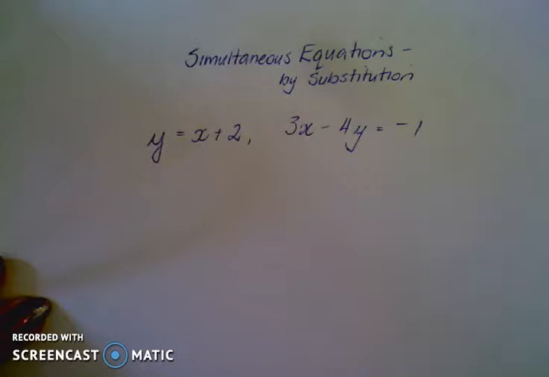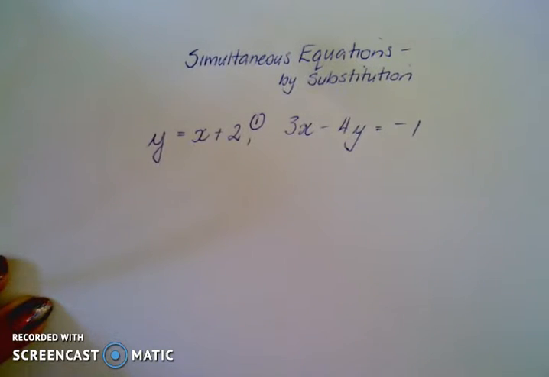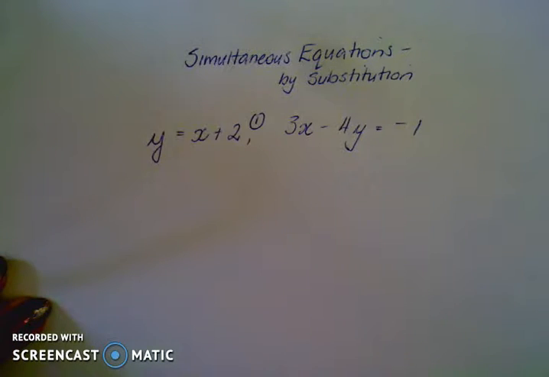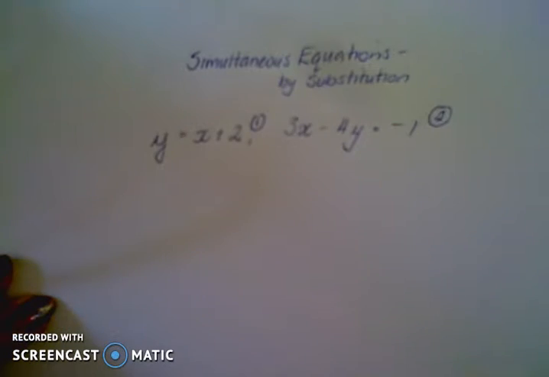Hi, today I'm going to do a worked example for you on how we solve simultaneous equations by substitution. So here is our example. We've got y equals x plus 2, and we're going to call that equation 1, and 3x minus 4y is equal to minus 1. We're going to call that equation 2.